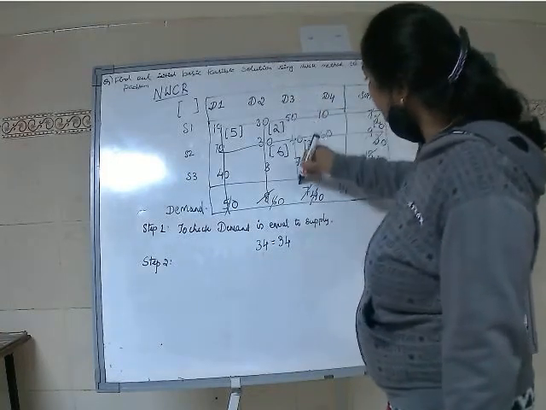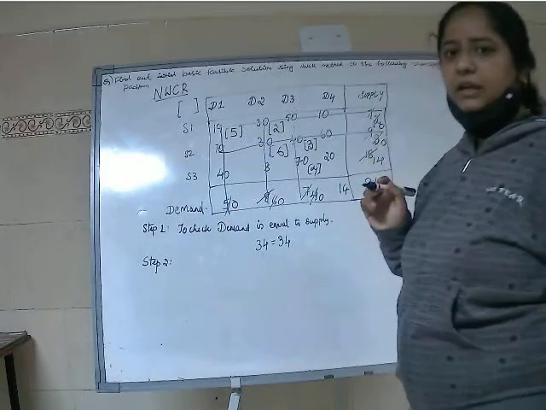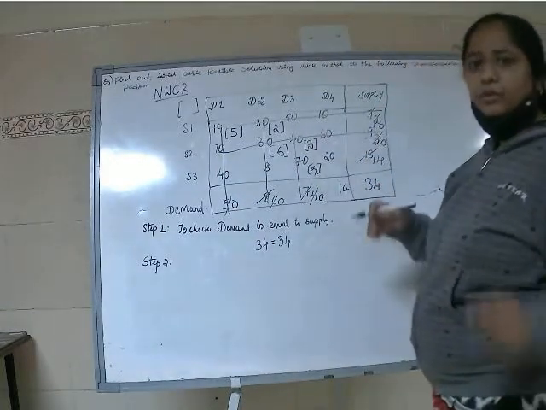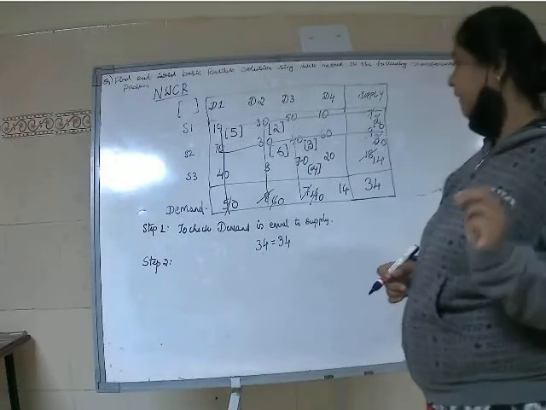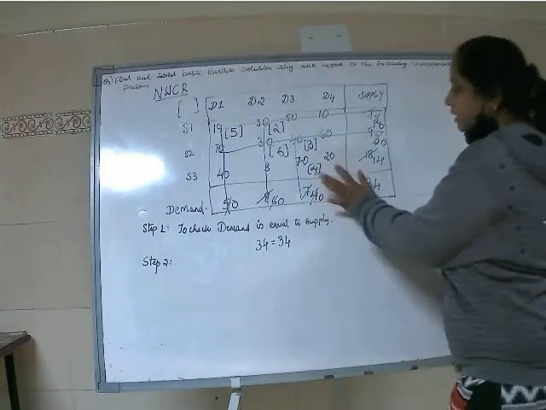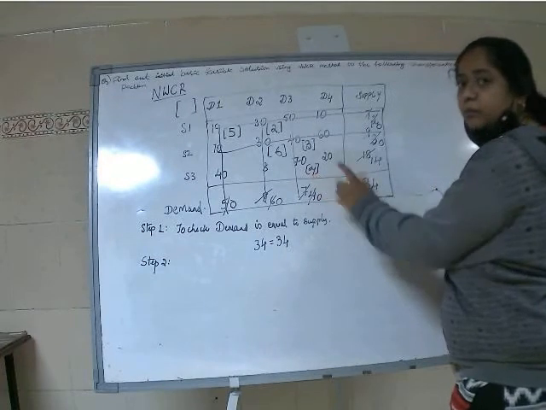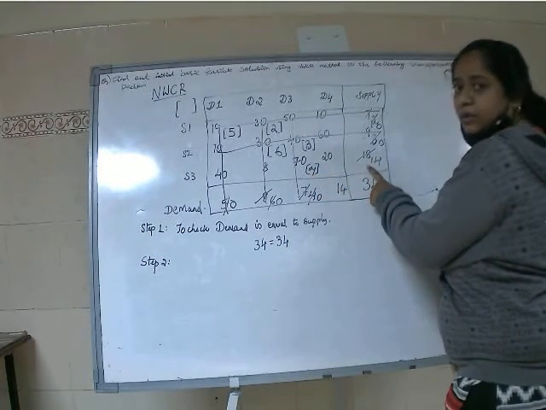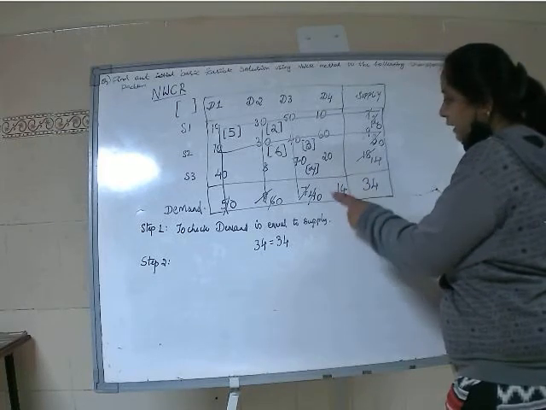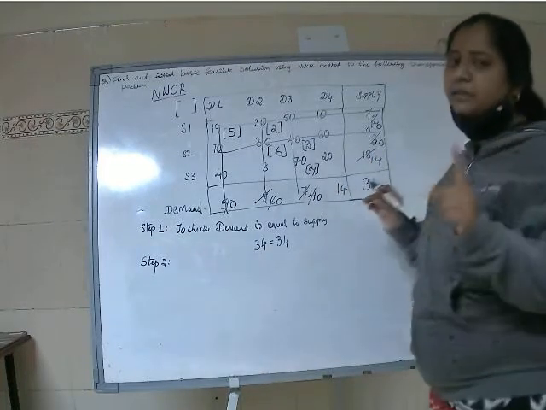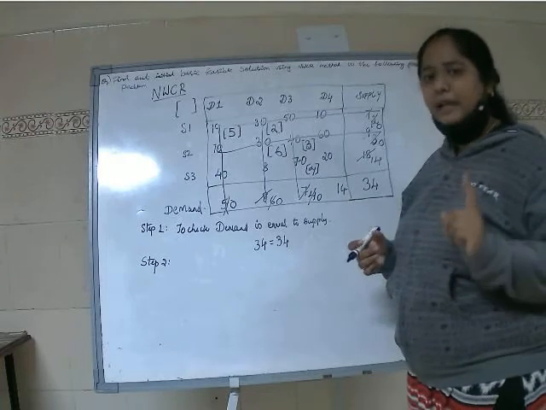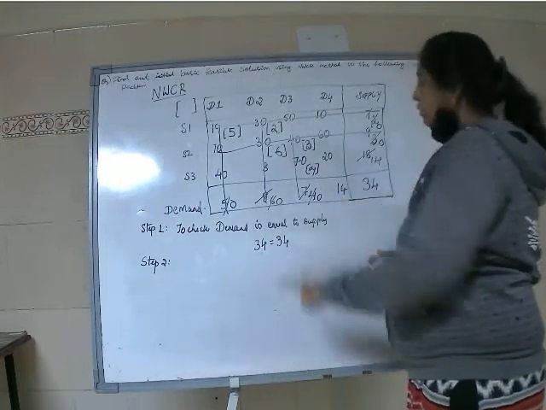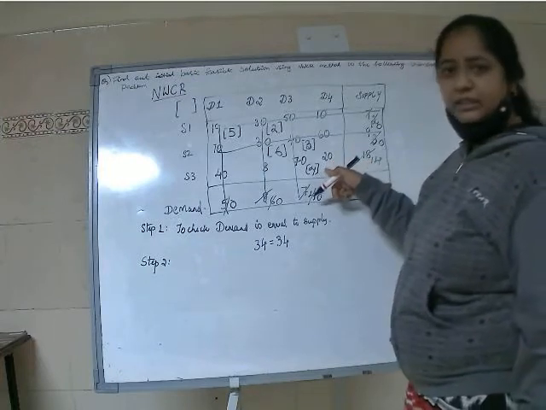I strike this column. Remember students, always when you are doing the problem, keep in mind that when the last value comes, both demand and supply should be equal. If it is not equal, then you are making a mistake with your calculation. It should always be equal. So the leftover value is 20 here.